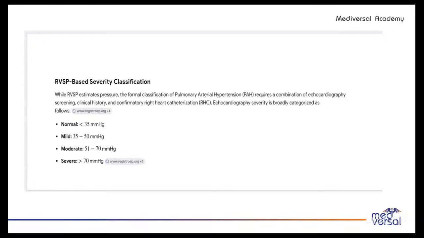If RVSP is less than 35, it is normal. If it is 35 to 50, it is mild PH. If it is 51 to 70, we will classify it as moderate PH. And if it is more than 70, we will classify it as severe PH.